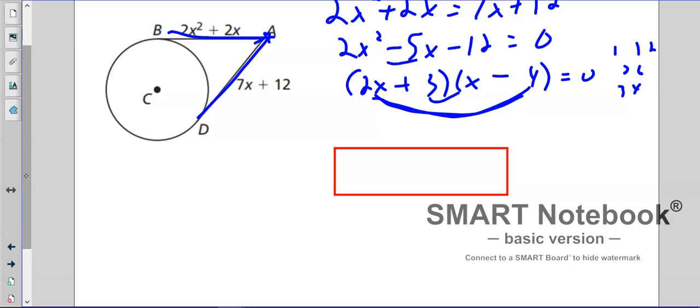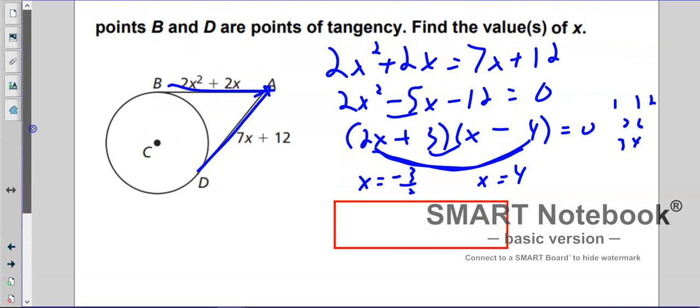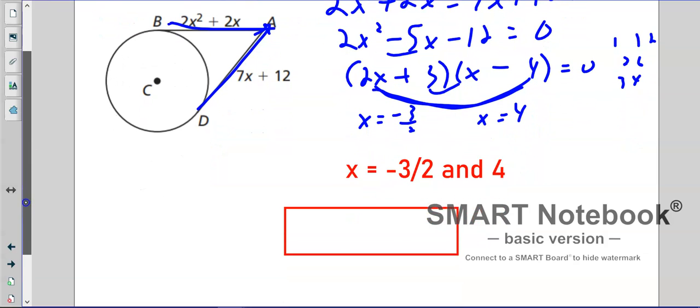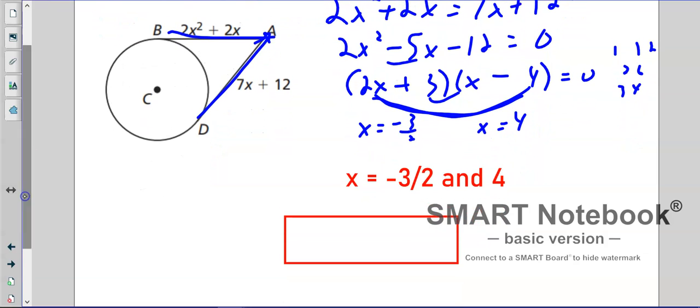So I set each of these equal to 0. This gives me negative 3 halves, and this gives me positive 4. And those are my two values for x, negative 3 halves and 4. That's it.